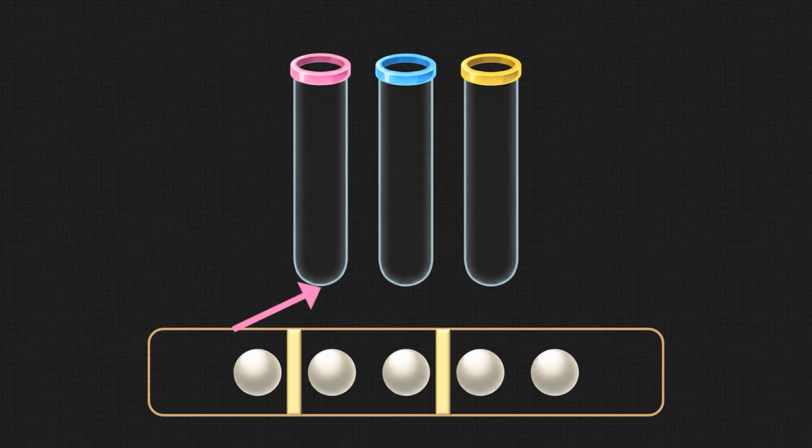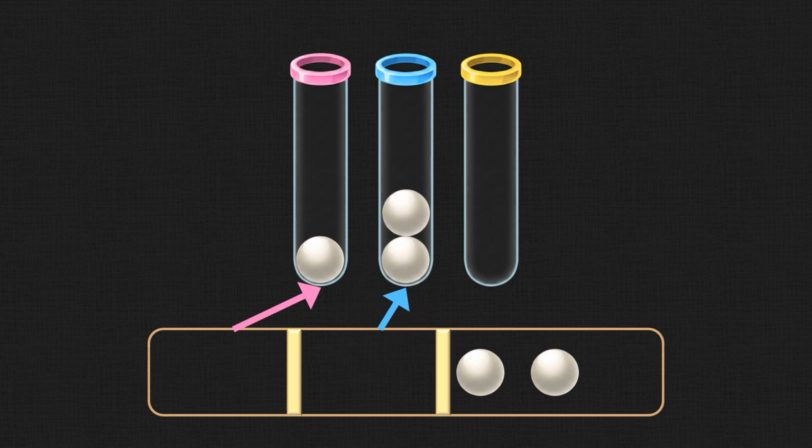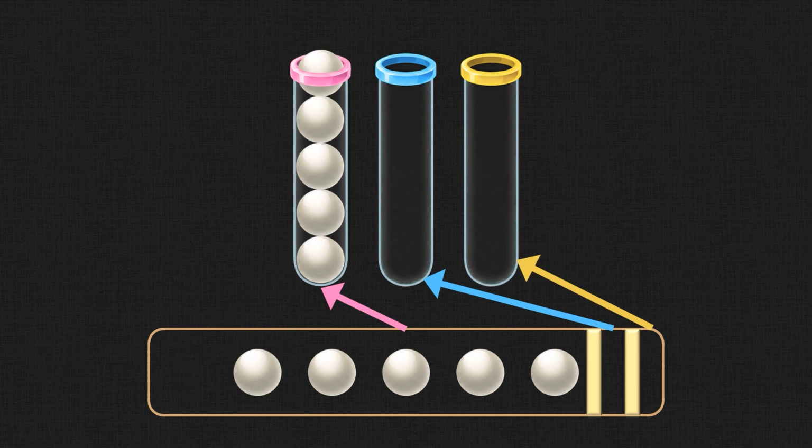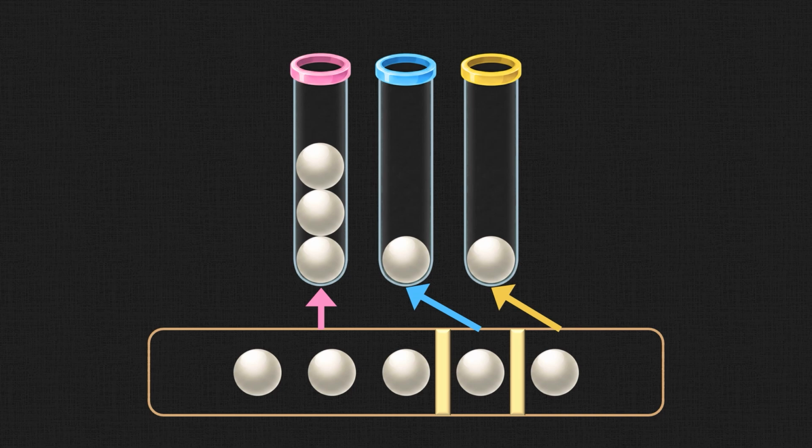The marbles to the left of the first stick go into the pink cylinder. The marbles between the 2 sticks go into the blue cylinder. And the marbles to the right of the second stick go into the yellow cylinder. If the 2 sticks are right next to each other, it just means the corresponding cylinder is empty. If a stick is at the very end, it means the cylinder on that end is empty. Every possible arrangement of these 7 items corresponds to exactly 1 way to fill our cylinders.